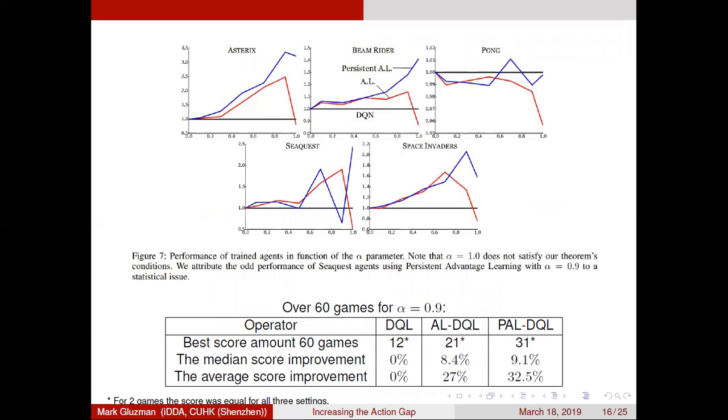So the average curve is over 10 runs, but they are noisy. Sometimes you have a high score, sometimes a low score. And the iterations may also be non-monotone. It may not be improving. As you play more, you may not have an improvement.